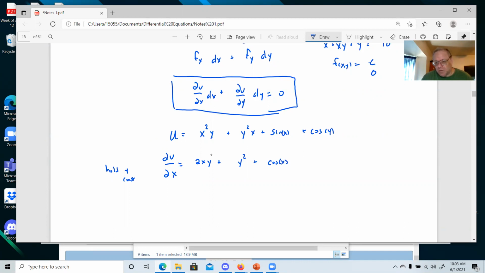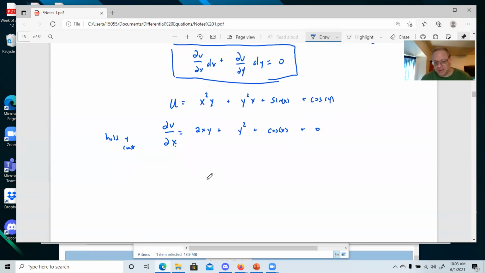And then cosine y effectively is considered a constant with respect to x. Like y doesn't care what x is doing. So this is just going to be a 0 here. You don't have to write the 0, I'm just trying to make a point, because this is maybe the first time some people have seen this. And the same thing, we're going to do the partial of u with respect to y. We're going to hold x constant.